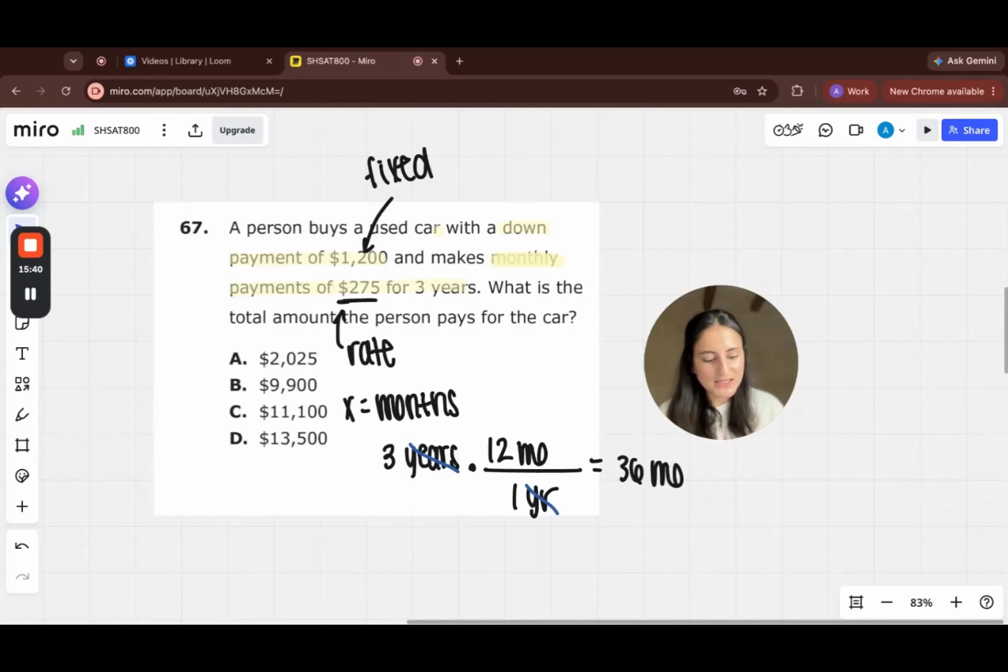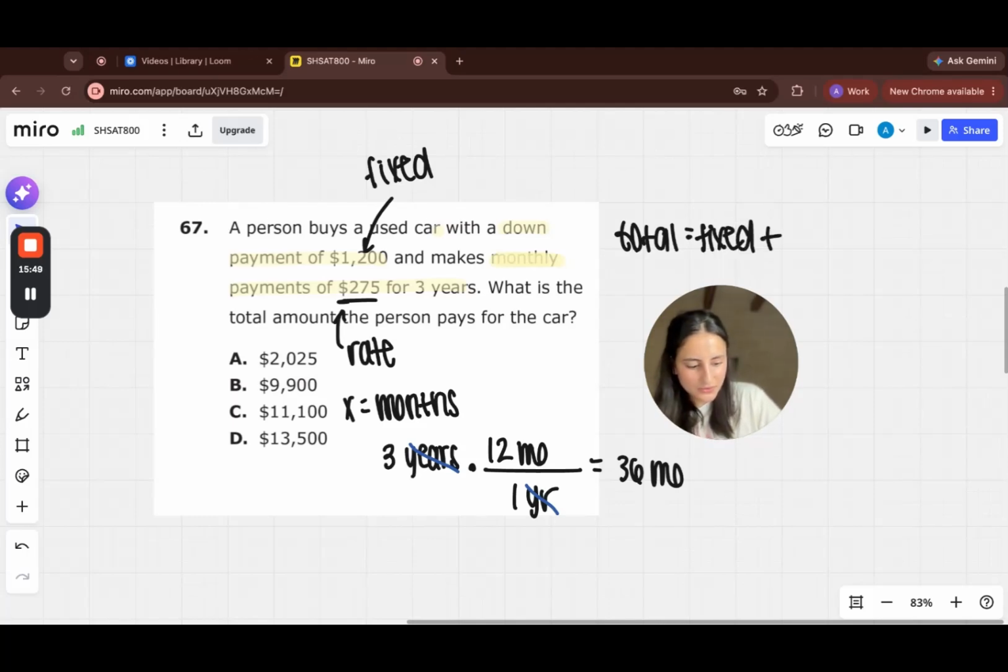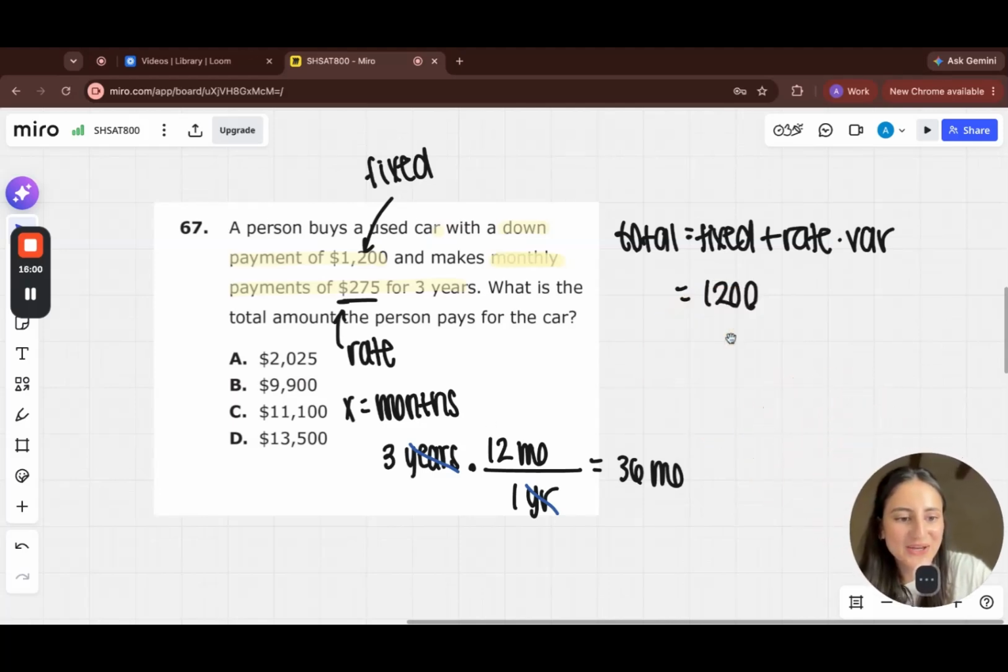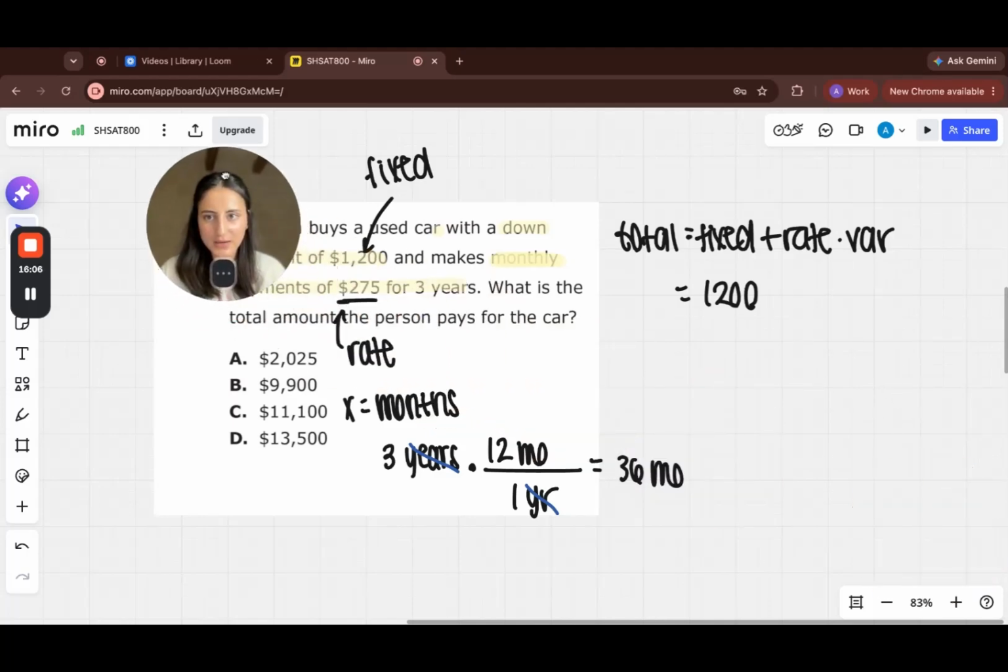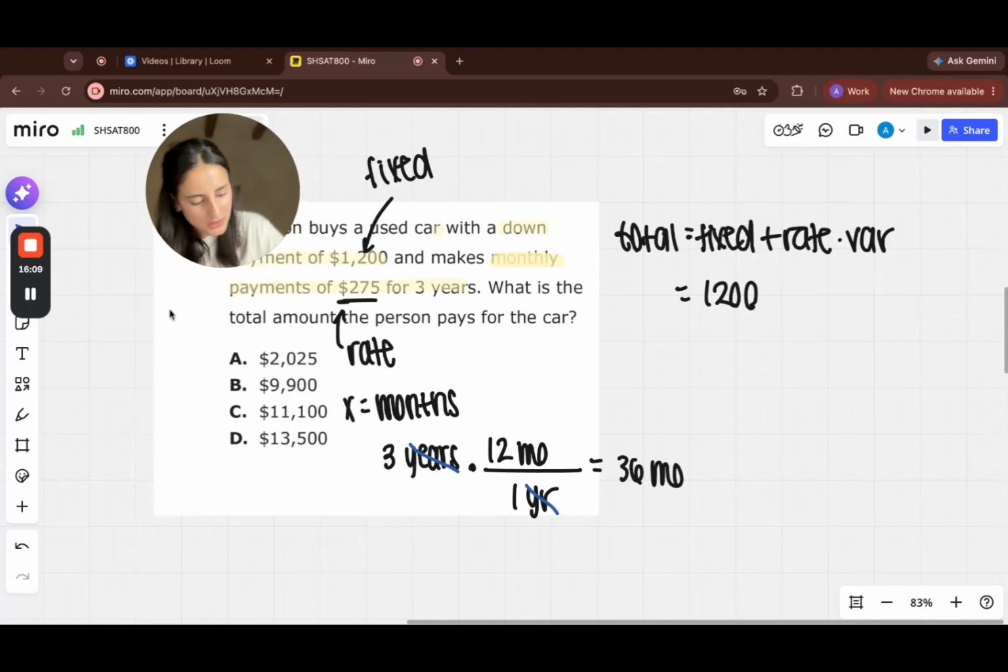Perfect. So now it's asking us to find the total. So the total, remember, is equal to the fixed plus rate times the variable. And in this case, we determined that the fixed amount is $1,200. Oh, I realize that my face is covering the solution. Okay, great. Let's keep going. So $1,200. Let me actually move my camera somewhere else. Okay, amazing. Plus a rate of $275 for 36 months. Okay, perfect.